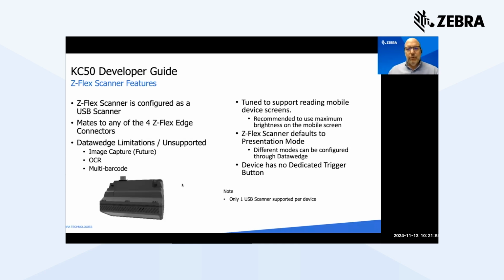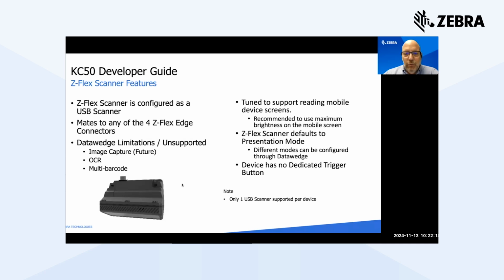So it's recommended, if you're going to do that, to either make sure the customer knows to maximize the brightness, or, if you're developing an app that shows the barcode, to set the brightness to maximum level when you display the barcode. Another thing to note, the Z-Flex scanner defaults to presentation mode.